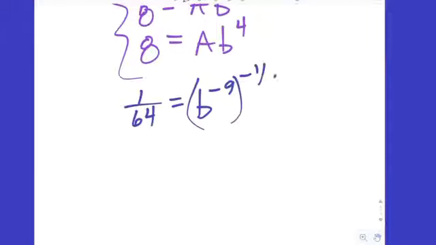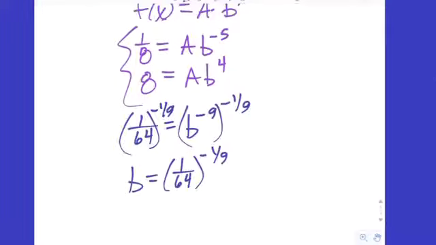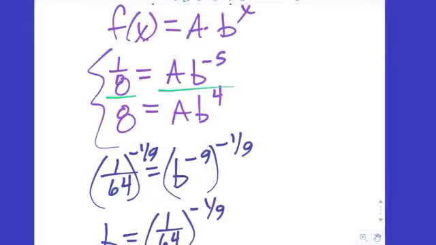Now we raise both sides to the negative 1/9th power, because that's the reciprocal of negative 9, and you get b equals 1/64th to the... Well, I'm dividing. I'm doing this one divided by that one. So when you're dividing and the bases are the same, you subtract. So it's b to the negative 5 minus 4. Negative 5 minus 4 is negative 9. I don't really want you to show this, but at least temporarily you could put a division bar like that if you want. That's essentially what we're doing.